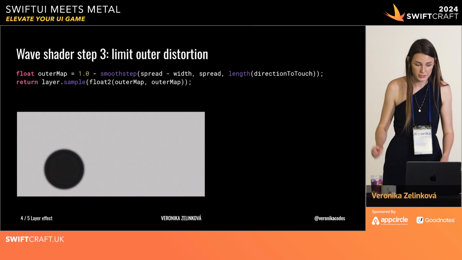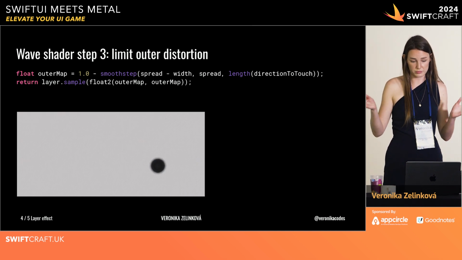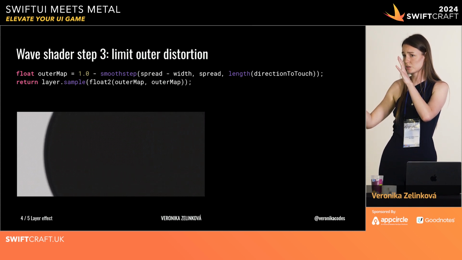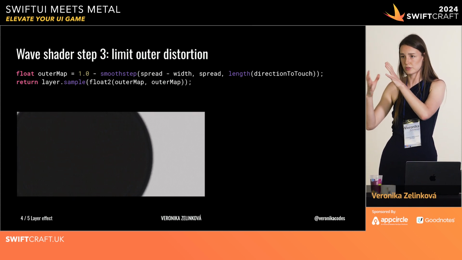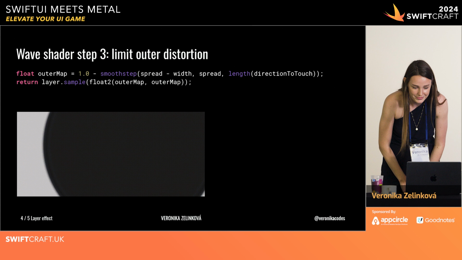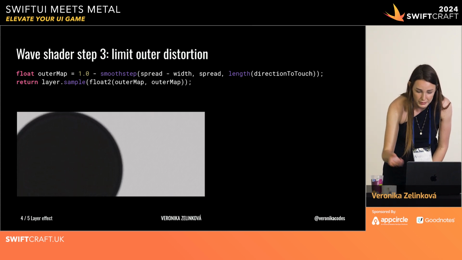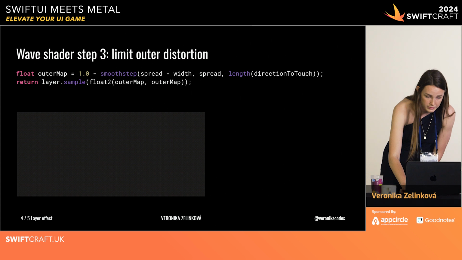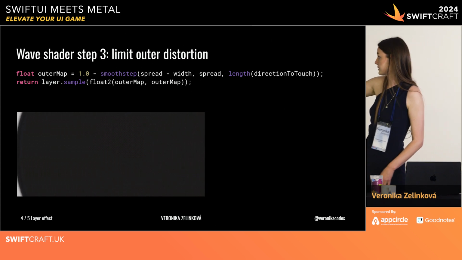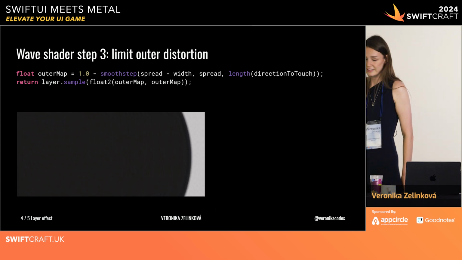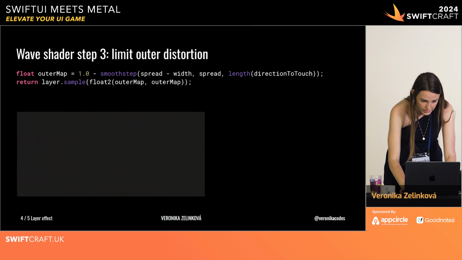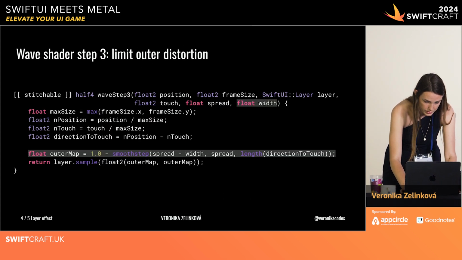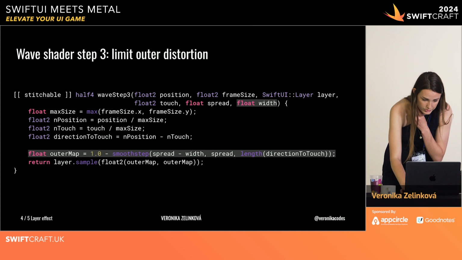And we know that we want to smooth it out from the spread minus width, which is like the length, how wide the donut should be to the spread. And we pass in the length of the direction to the touch. And if we draw out this map, we get this animation. Here it is in code.